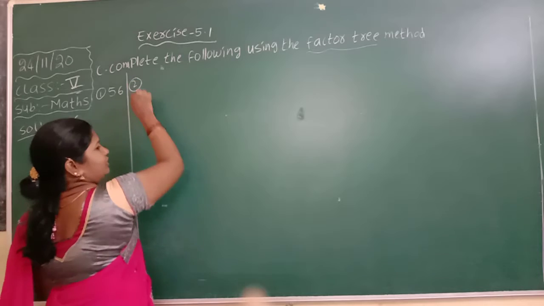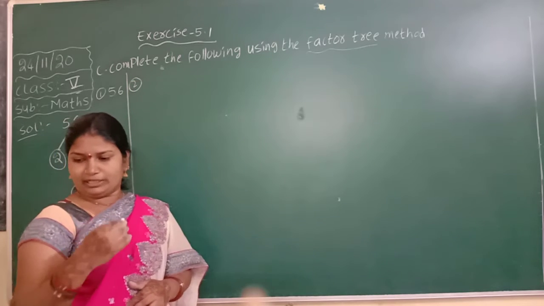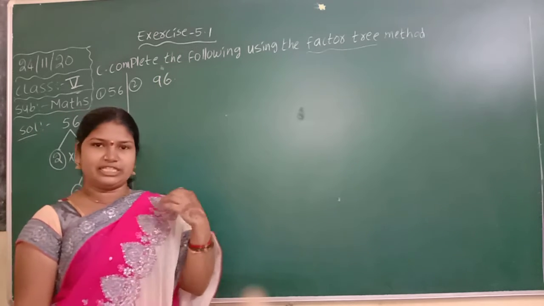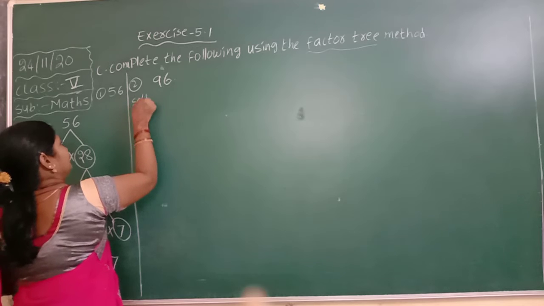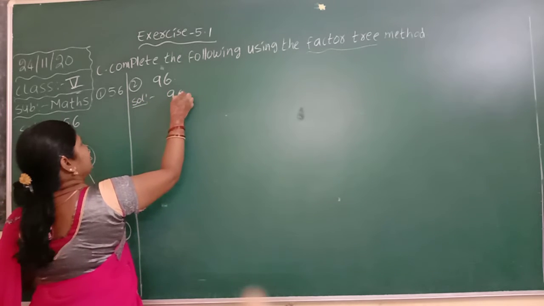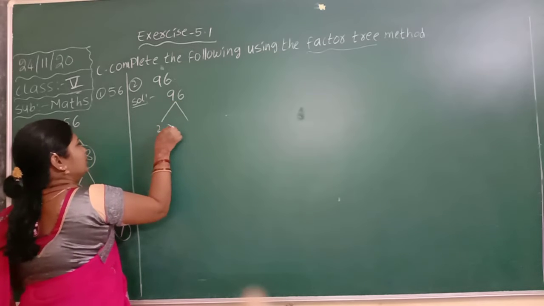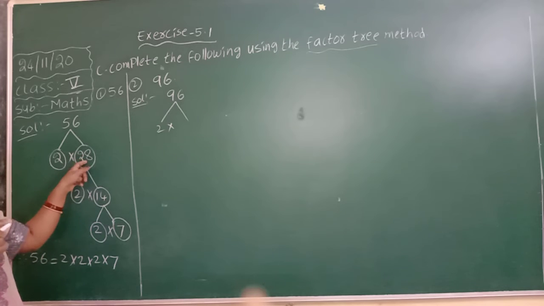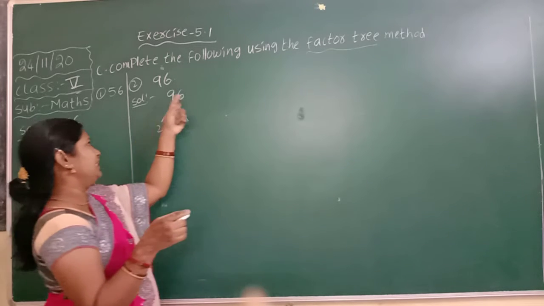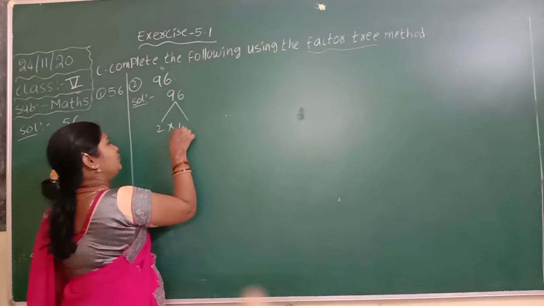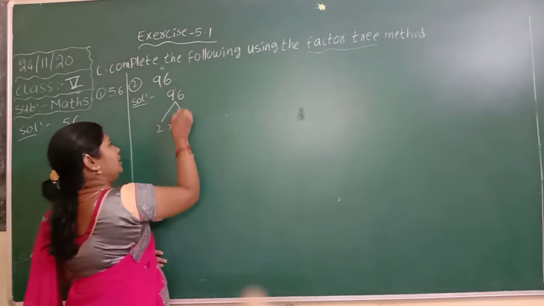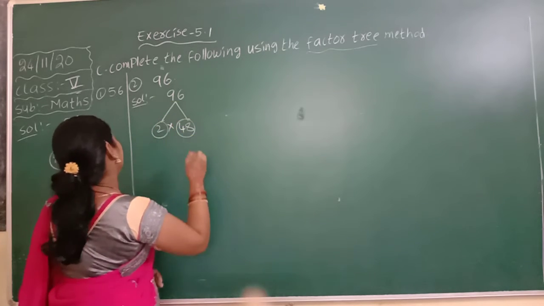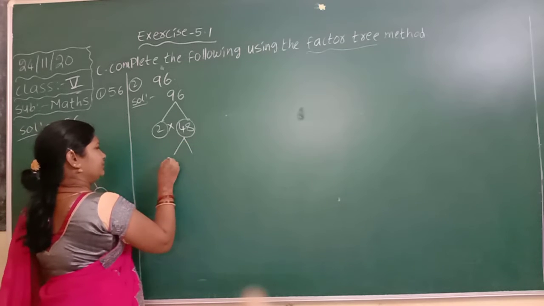And in this second question, the given number is 96. Solution. For this 96, you should multiply with 2. If you multiply these numbers, you will get this answer. Like this, 96. Here 2 4s are 8, 16 remaining, so 2 8s are 16. 2 into 48.